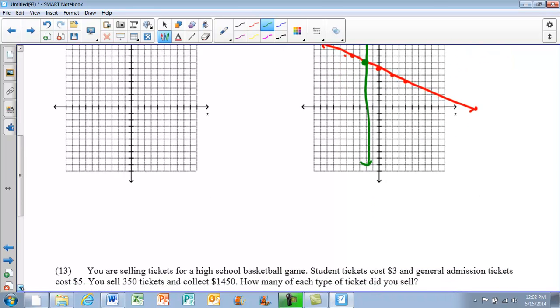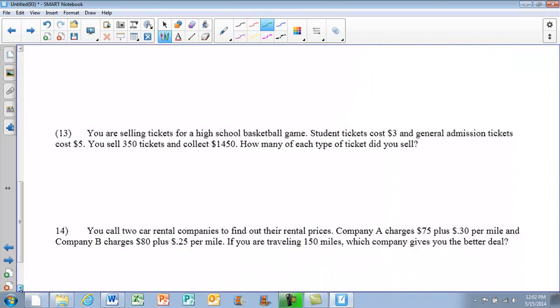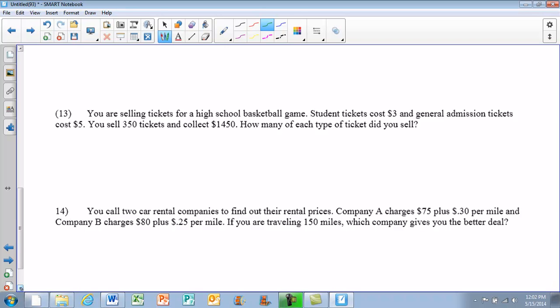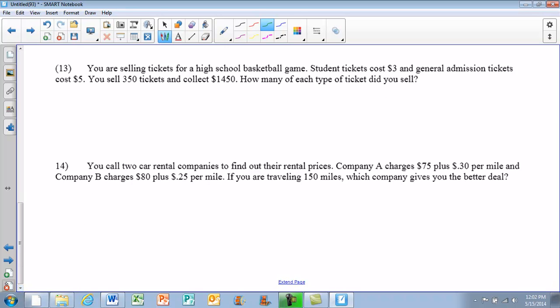We have one last problem to take a look at, and that is going to be our word problem. It says you call 2 car rental companies to find out their prices. Company A charges $75 plus 30 cents per mile, and Company B charges $80 plus 25 cents per mile. If you are traveling 150 miles, which company would have the better deal?